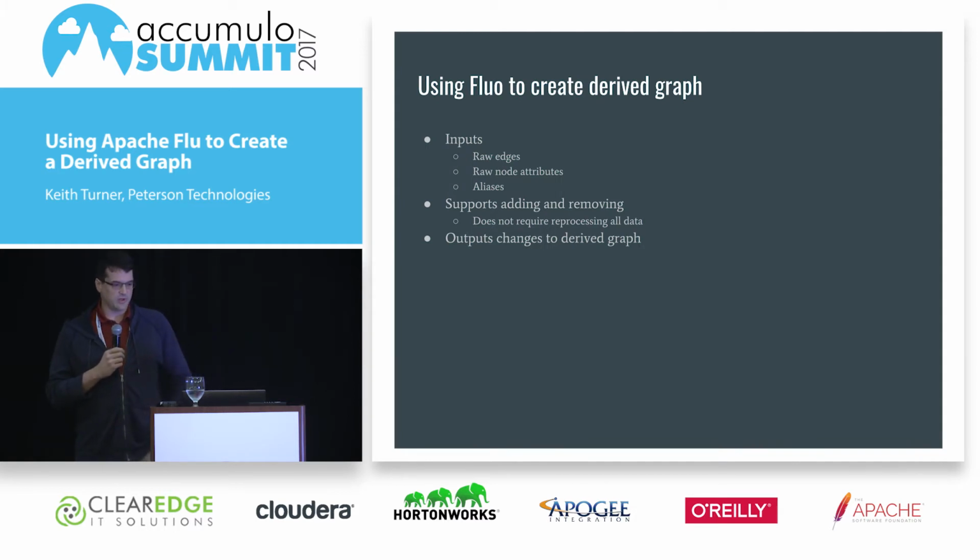So using Fluo, your input's going to be the raw edges, raw node attributes, and the alias data. And I've created a little prototype, and I'm going to show that towards the end, just screenshots of it. And what's going to happen is Fluo is going to take these inputs, kick off a series of transactions, and materialize the derived graph. And then as the derived graph changes, in the prototype it just emits changes to an external query system, which is just another Accumulo table. And it removes and deletes things from that other Accumulo table.